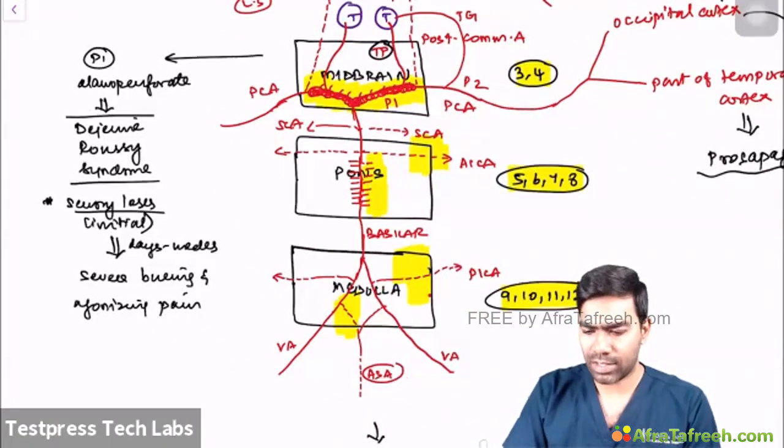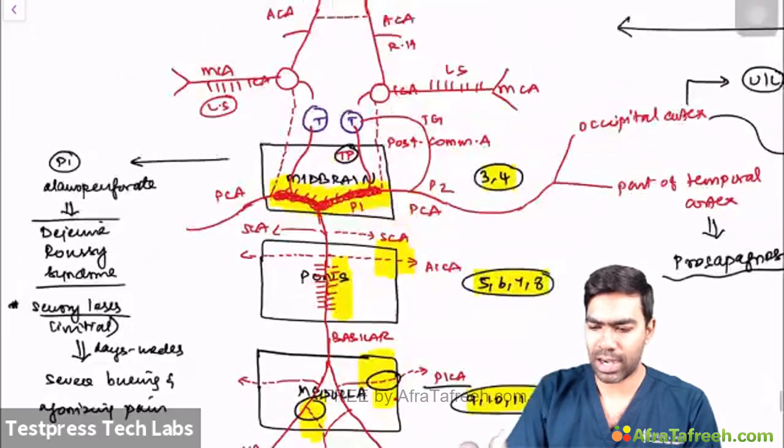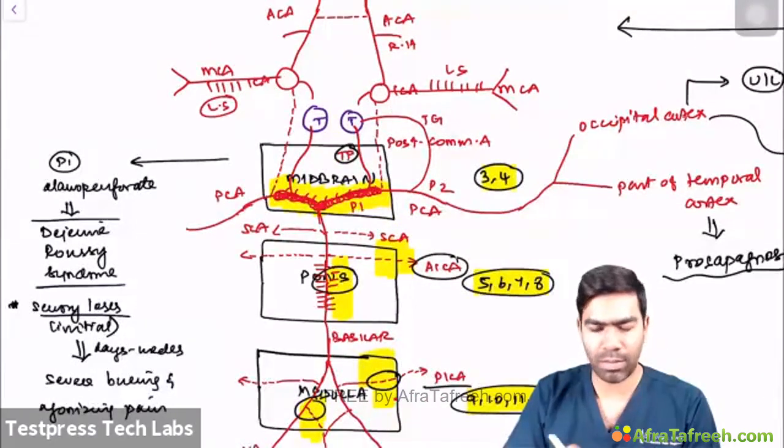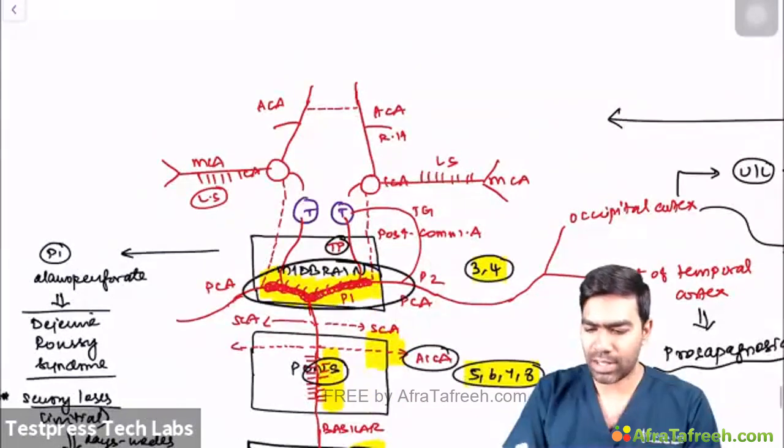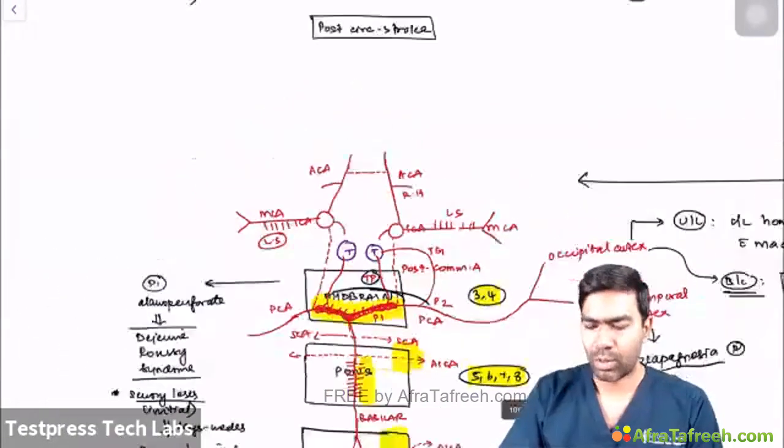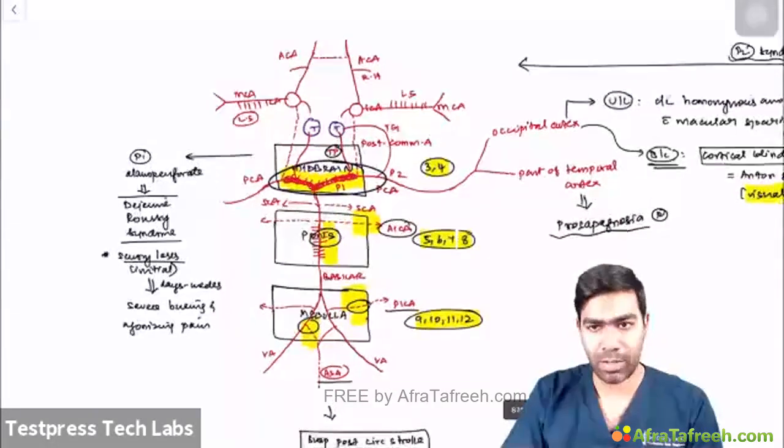So anything that is considered the lateral part of the medulla is going to be PICA, medial part of the medulla is going to be anterior spinal artery, lateral part of the pons is going to be ICA, medial part of the pons is going to be basilar, and anywhere in the midbrain it's going to be the posterior cerebral artery. That is the P1 segment of the posterior cerebral artery.